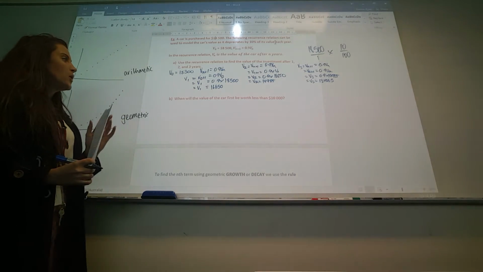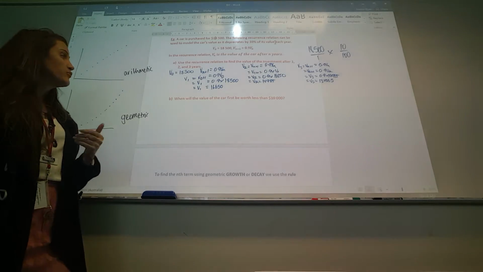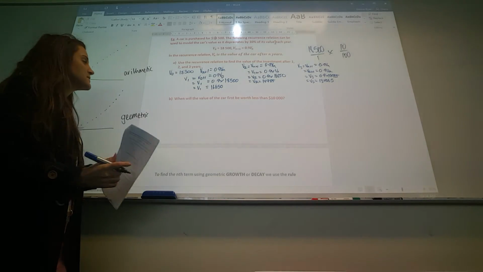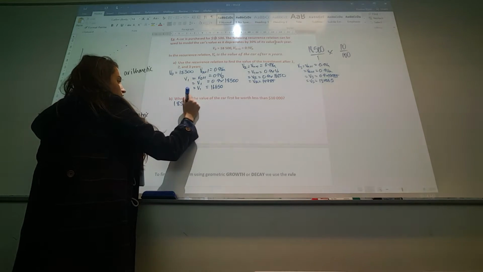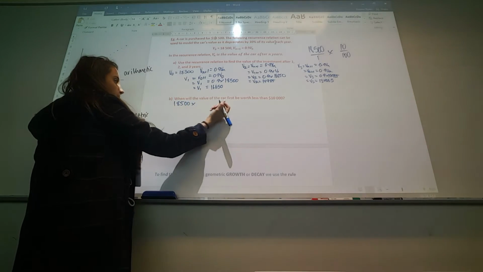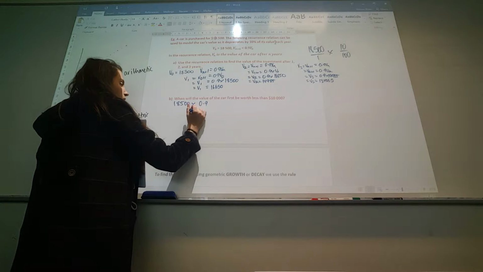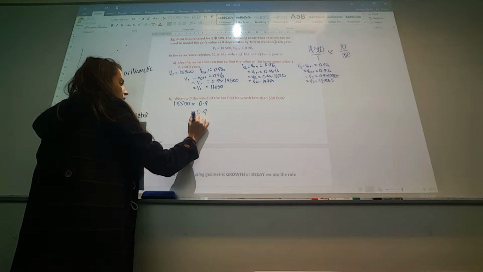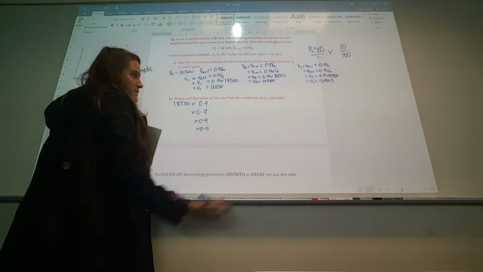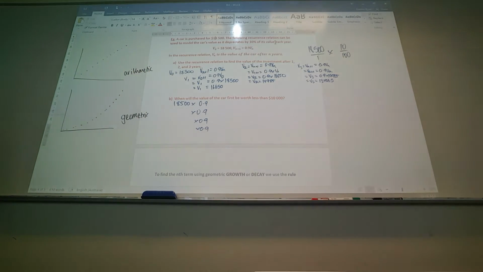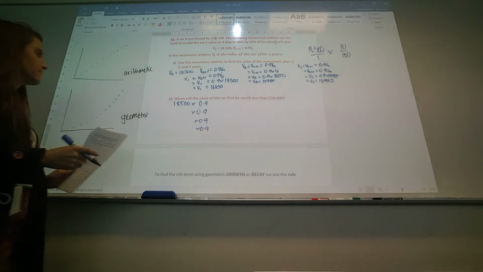And then when will the value of the car first be worth less than $10,000? So starting with 18,500, what are we going to multiply by? Yep, 0.9. Multiply by 0.9 by 0.9 until we get under 10,000. So how long does that take? 6 years. Yep, it is 6 years.